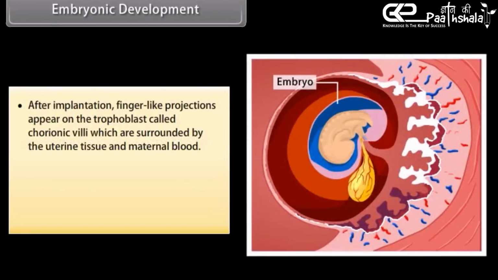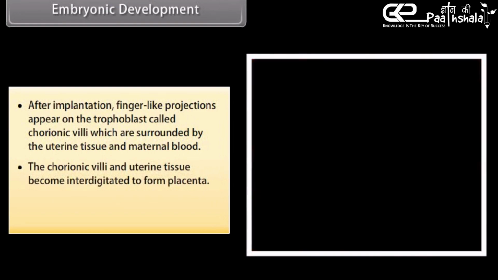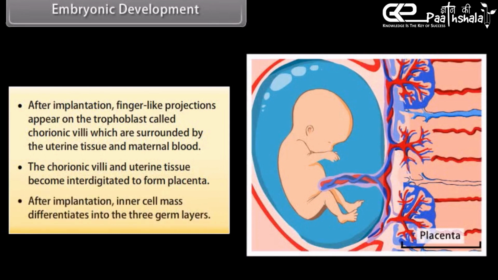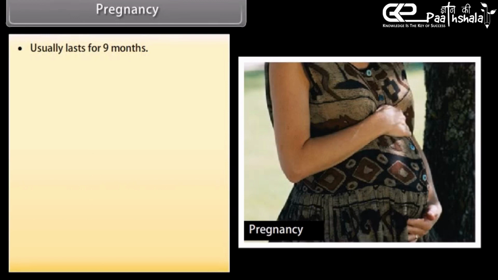Embryonic development. After implantation, finger-like projections appear on the trophoblast called chorionic villi, which are surrounded by the uterine tissue and maternal blood. The chorionic villi and uterine tissue become interdigitated to form the placenta. After implantation, inner cell mass differentiates into 3 germ layers. Pregnancy usually lasts for 9 months, divided into 3 trimesters.